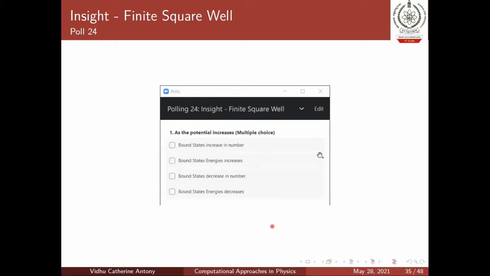Yeah, 25 of you said bound states increase in number. I just showed you that as the potential increases, the bound states increase in number. You also said that the bound state energies increase. That's fine, but I don't understand why the rest of you didn't get that particular point. Towards the end, if you want me to repeat that again, I will. For now, I'm going forward because we are running short on time. We started 15 minutes late and we're still running short on time.